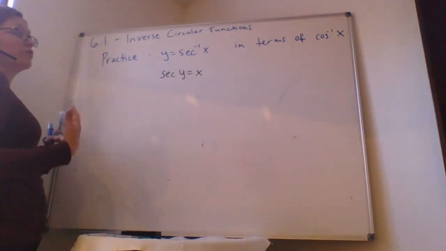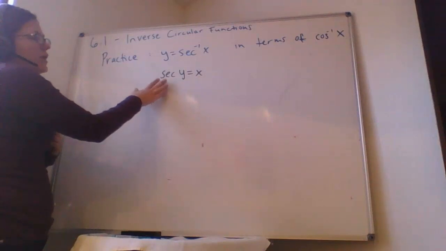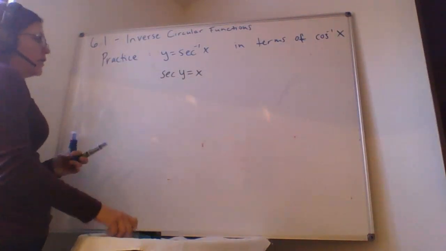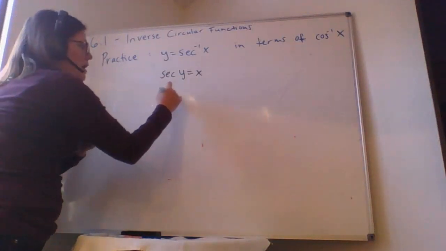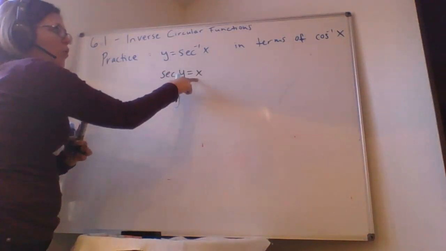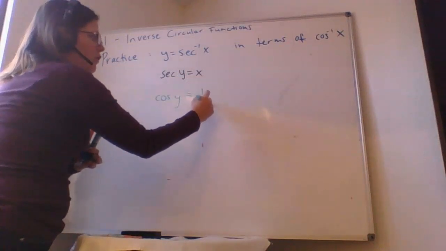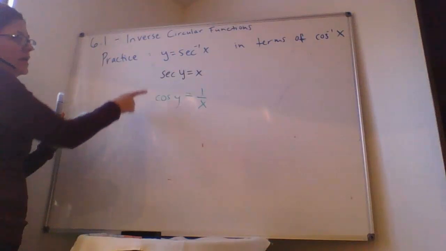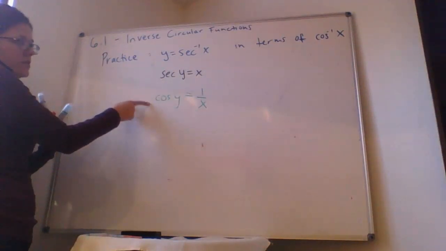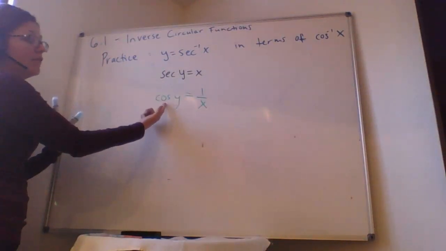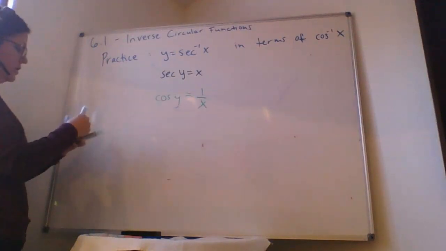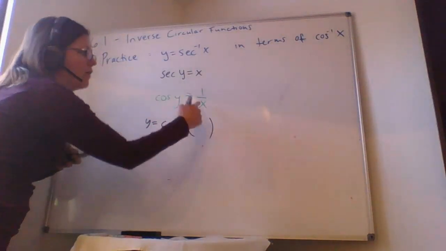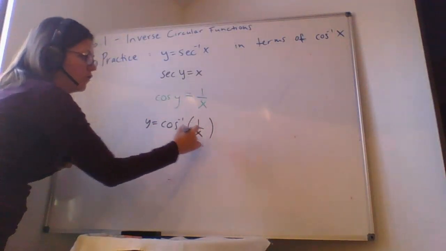Now we can use the reciprocal identity. Since we know secant y equals x, we can find the cosine of y by flipping x, or getting 1 over x, and that's because these are reciprocal functions. Now we're ready for the cosine inverse. Now we have y equals cosine inverse of this value, which is 1 over x.